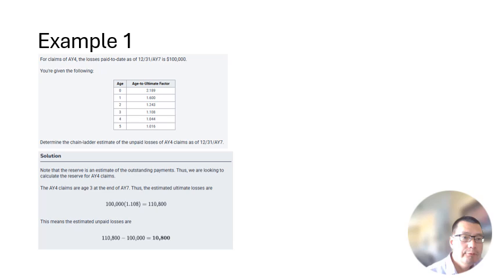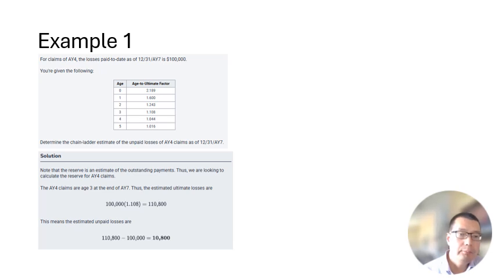You are given the following age-to-ultimate factors. Determine the chain ladder estimate of the unpaid loss of the AY4 claim as of December 31st, AY7. So in this case, the reserve is an estimate of the outstanding payments. We are looking to calculate the reserve for AY4 claims. The AY4 claims are at H3 at the end of AY7.